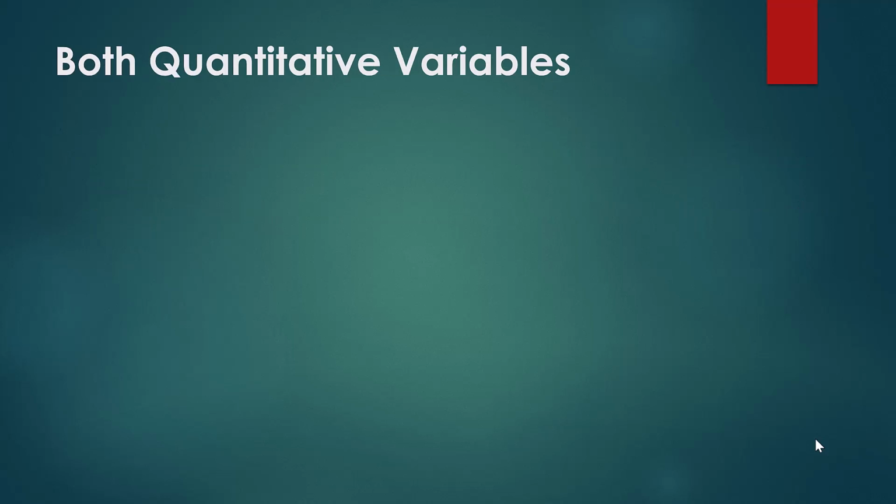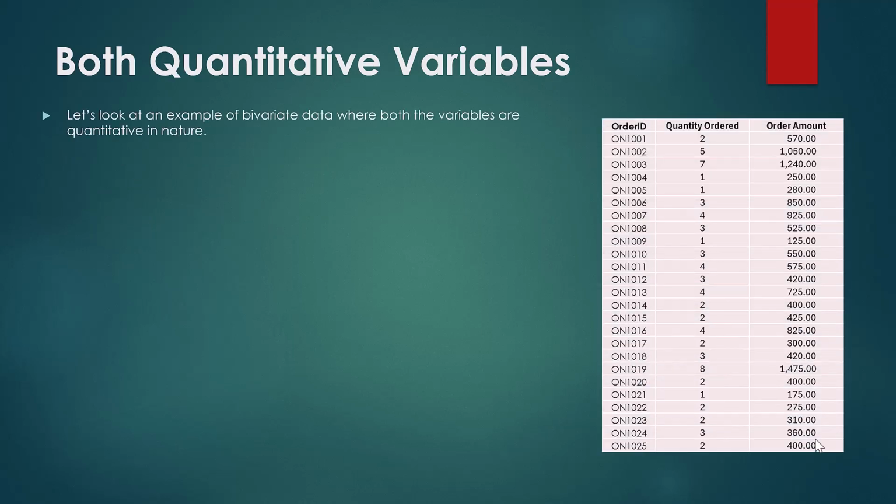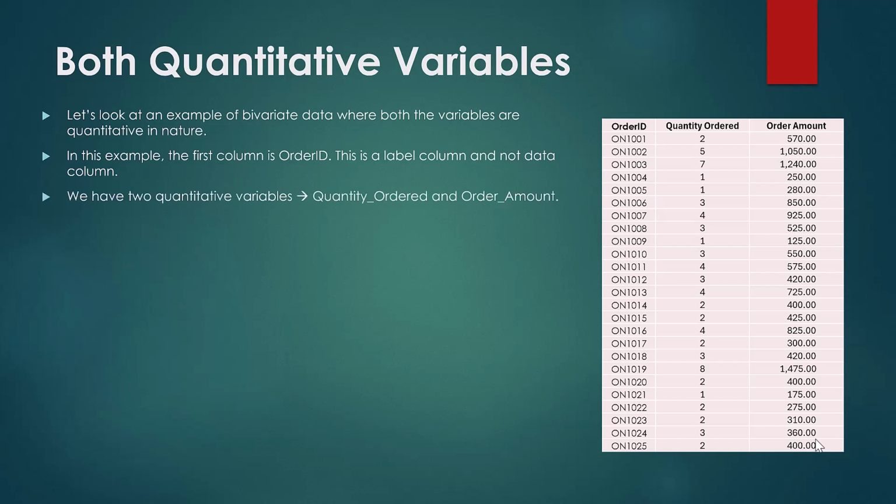in nature. So let's look at an example of bivariate data where both the variables are quantitative in nature. In this example, the first column is order ID. This is a label column and not a data column. We have two data columns, both are quantitative. One is quantity ordered and the other is order amount. The order amount is in dollars and the quantity ordered is in units.